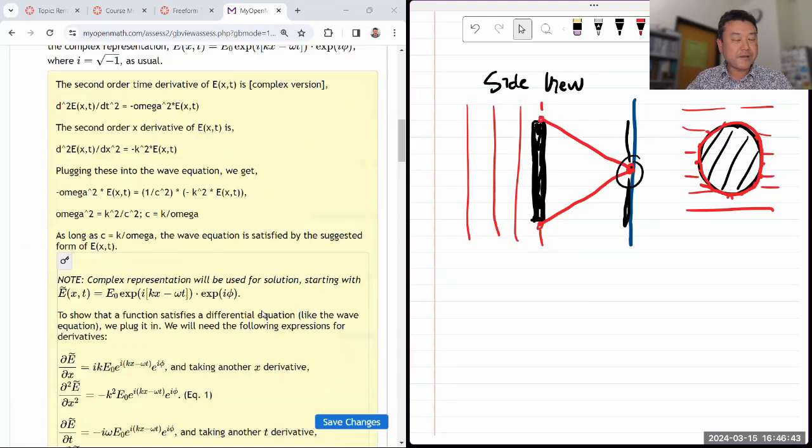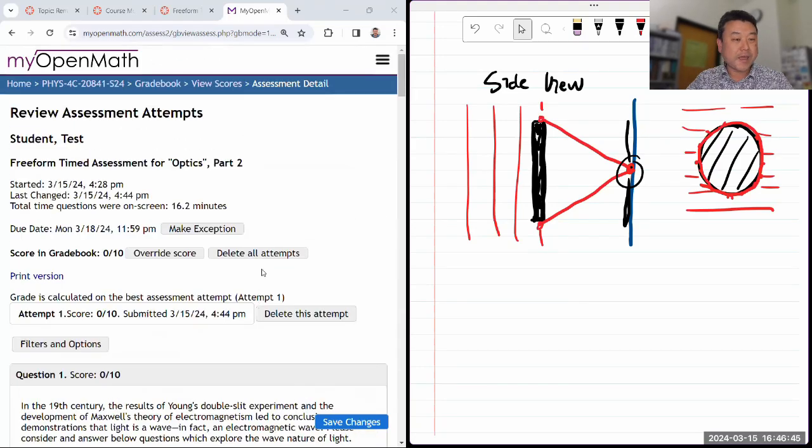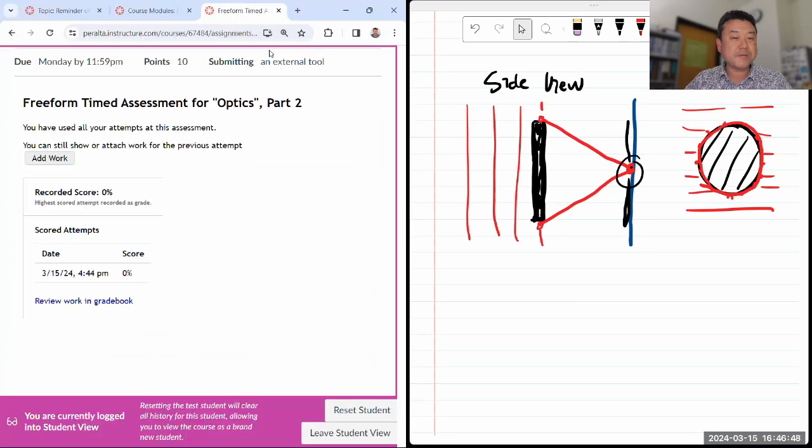So those are 2 demos of the freeform timed assessment. Good luck when you're doing it. Again, 20 minutes is a short amount of time. In that 20 minutes, focus on getting the answers down and your attached work. You can organize, modify, and fix between when you finish your answer and when you attach your work using the add work button here.